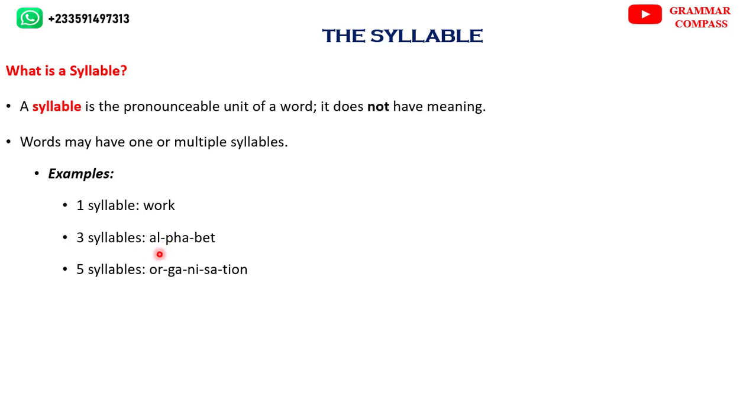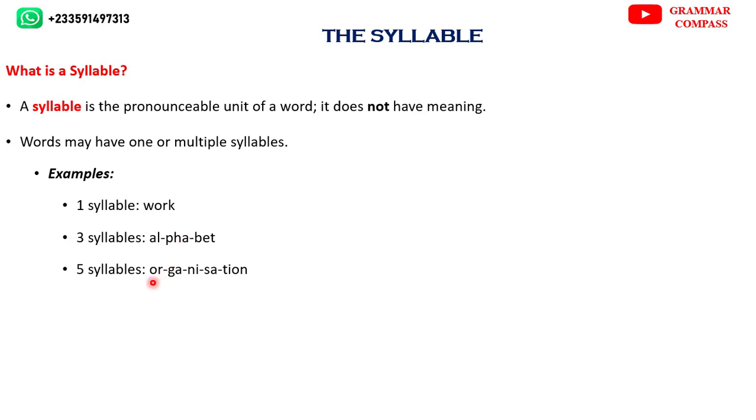Now let us see alphabet. Alphabet. We can see that it has 3 syllables. It has 3 pronunciable units. We don't say alphabet in just one breath. You have to pause 3 times when you are pronouncing alphabet. That is why we are saying it has 3 syllables. So, bet. Those are the 3 syllables in the word alphabet.